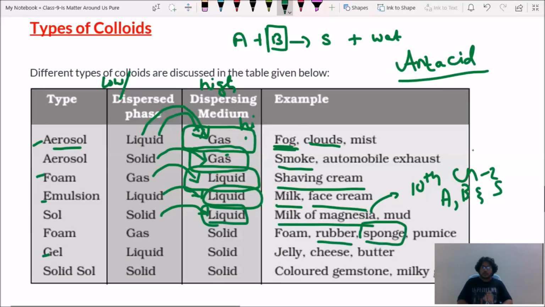So you know sponge, right? Sponge, basically it is solid and gas is trapped inside the solid. Cheese, butter. In butter actually it is solid, and liquids are arranged in it, like that. We need to identify the dispersed phase and the dispersion medium. The dispersion medium is nothing but the place, and the dispersed phase is what is occupied in that space.